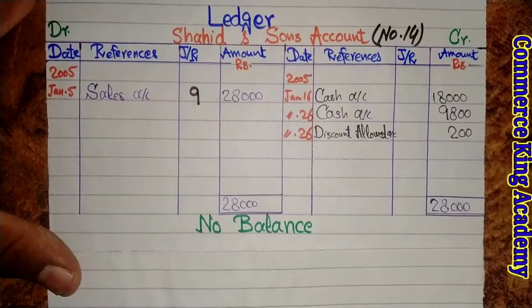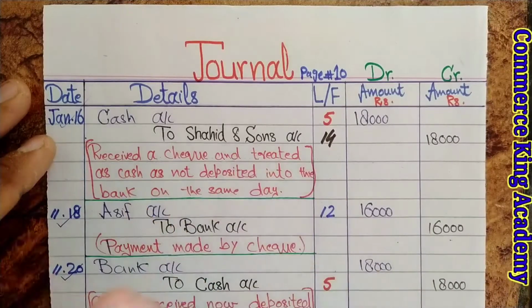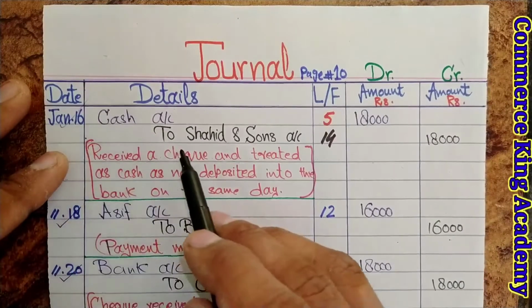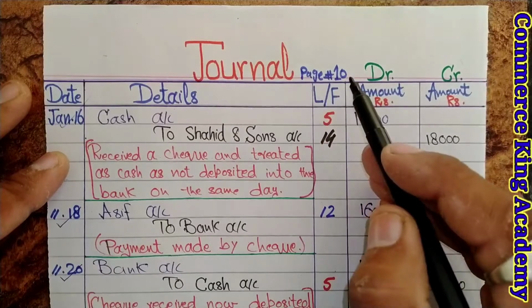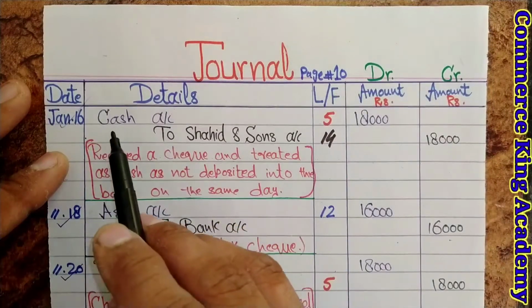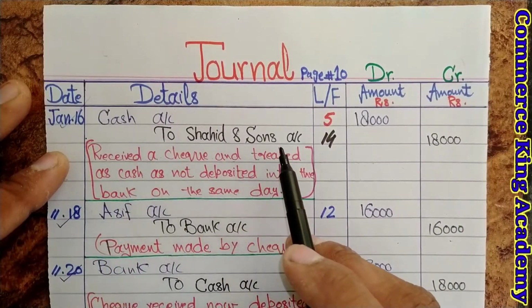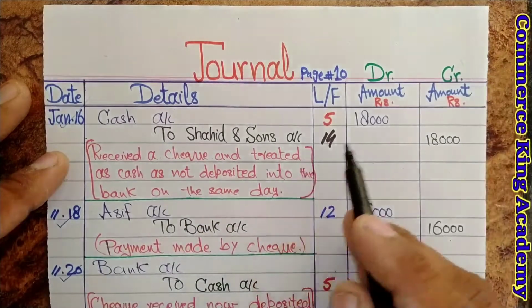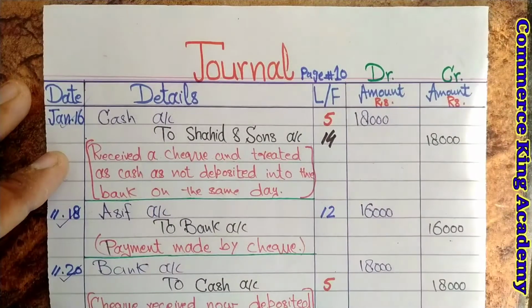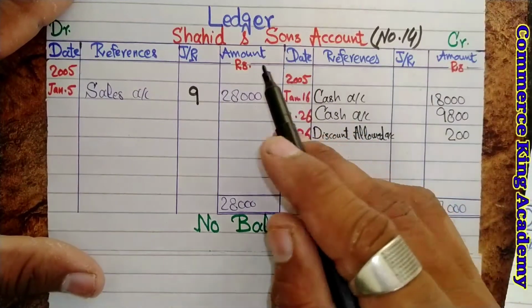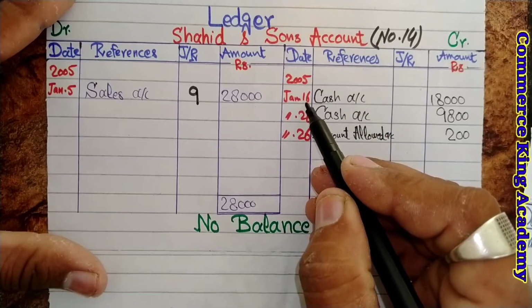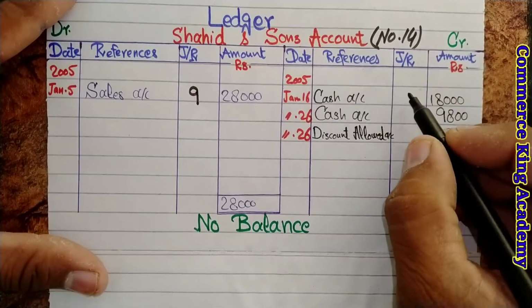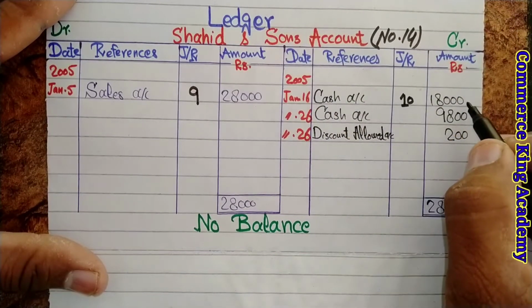After Jan 5th, we now come to Jan 16, Shahid and Sons account, ledger folio number 14, page number 10 here. Cash account debit to Shahid and Sons account credit. Shahid and Sons account is credited by cash account, amounting to 18,000 rupees. This is the ledger account of Shahid and Sons. So on Jan 16, Shahid and Sons account credited by cash account, journal reference number 10, amounting to 18,000 rupees.